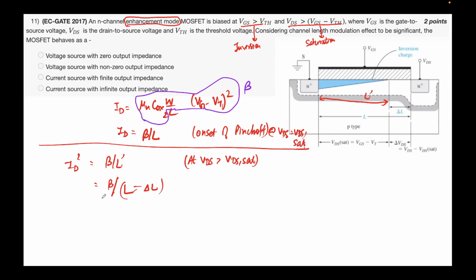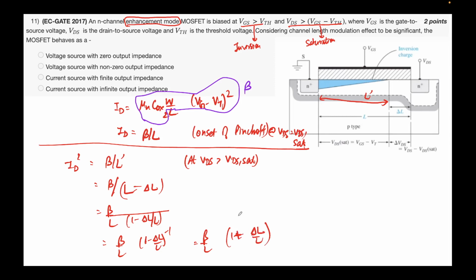Now what I will do is take L common from here, so it will become 1 minus delta L over L. I just take an L common. Since I'm assuming that I'm applying only a small, differential change in VDS, I can write this as 1 minus delta L over L to the power minus 1, and then I can write it as 1 plus delta L over L.